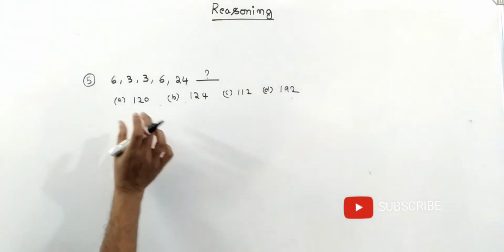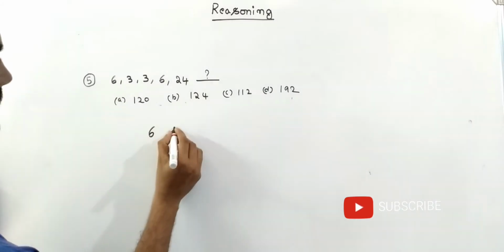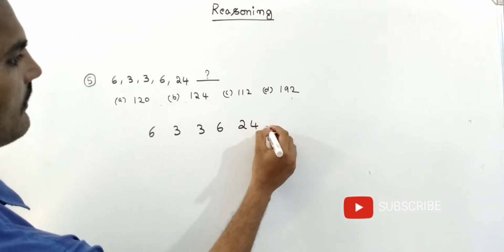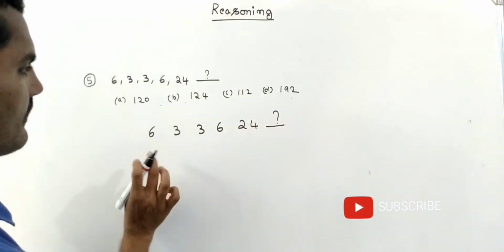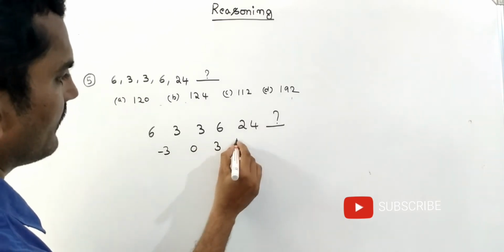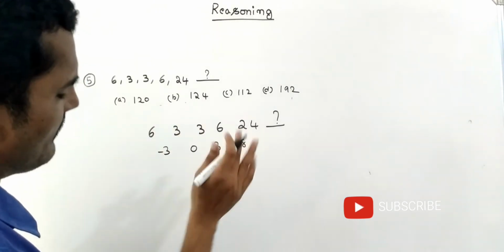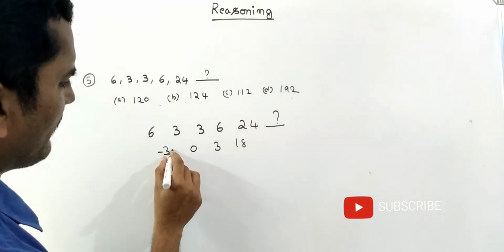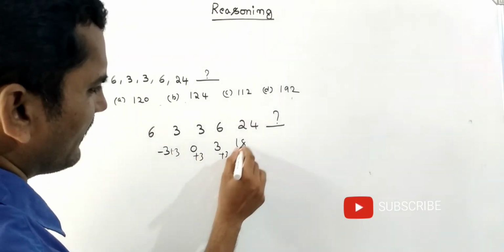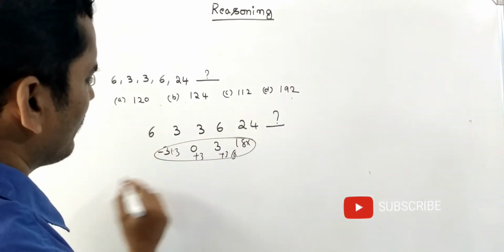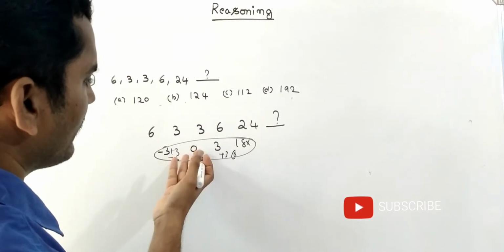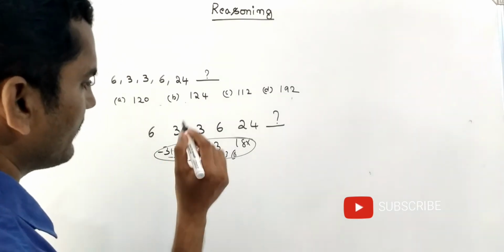See friends, next problem. 6, 3, 3, 6, 24, then what? Go for the difference. Here minus 3, 0, 3, 18. No relation is there here. Here plus 3, plus 3, then plus 3 would mean 6, but here it is 18. Then no addition. If you go for subtraction also, it is not there.